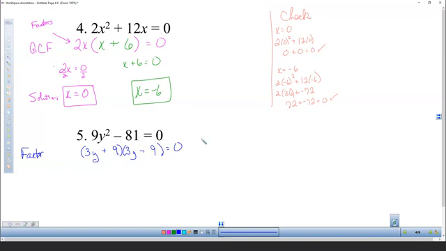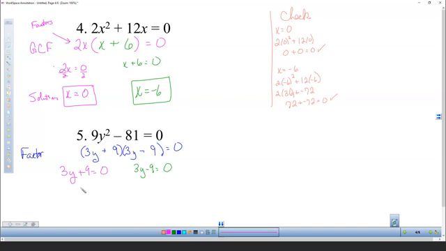These two actually do have a greatest common factor, so somebody might have been factoring out that greatest common factor of 9. That's okay. You're going to get the same answer. I'll actually work that separately in just a second. But most of the time when I see that 9 there, I say, oh, that's a perfect square. So I'm going to take each of my factors, 3y plus 9 is equal to 0, and then 3y minus 9 is equal to 0.